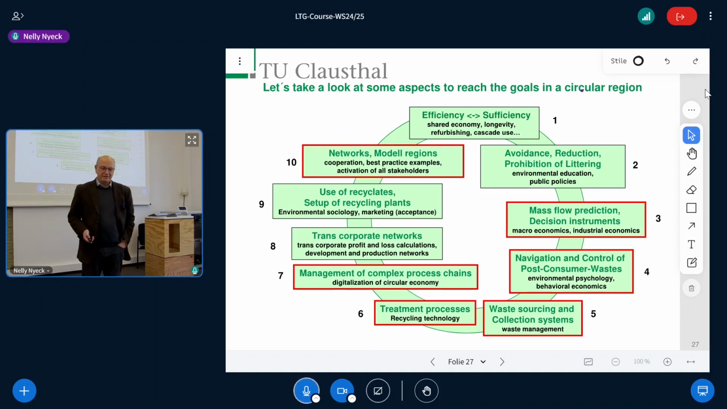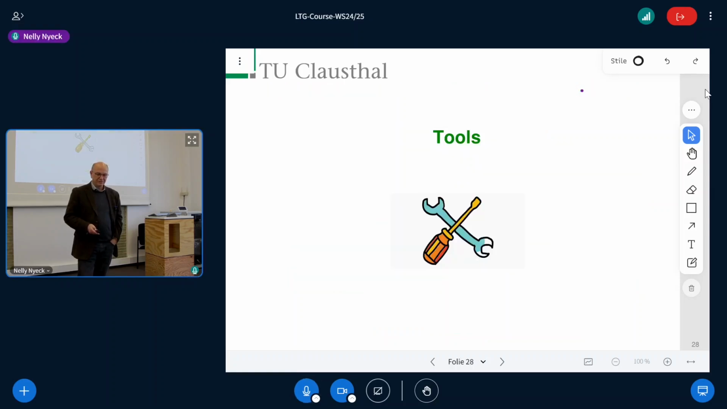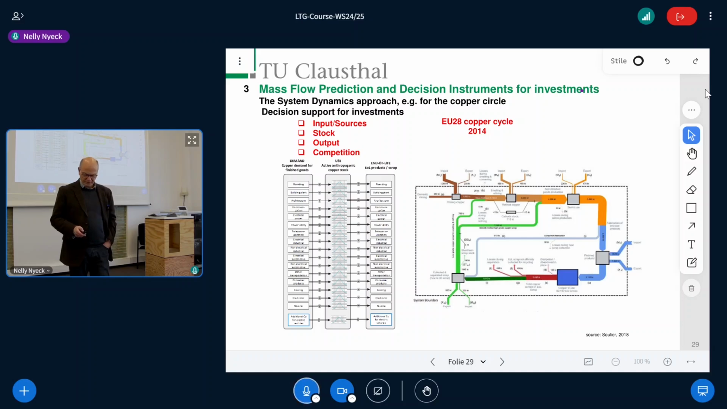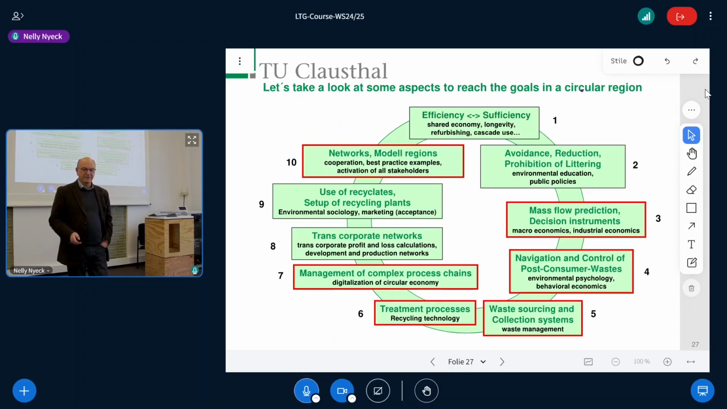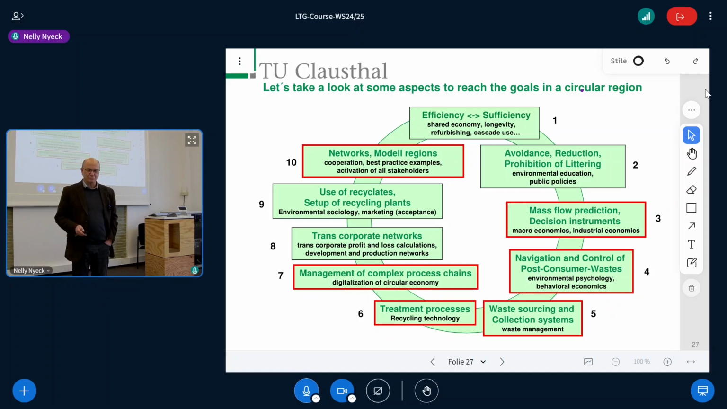To give you an idea, I would like to show you some points how that can work. And let's have a look at this. Which tools do we need? Let's go back here. The red ones, I will go a little bit more in detail to these. So let's start with mass flow prediction. What is that?